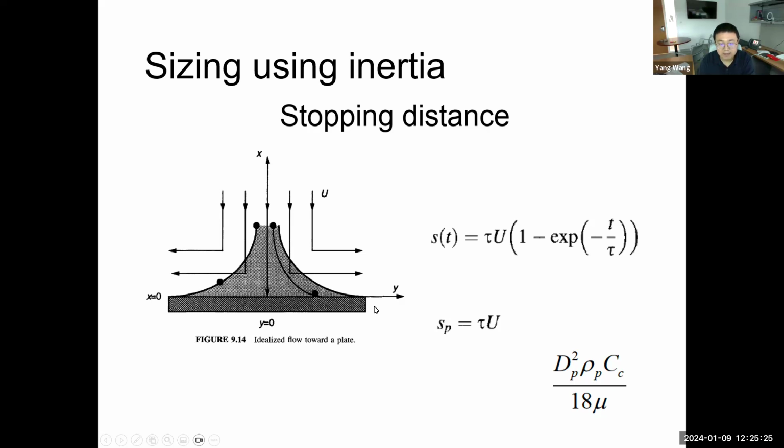So you can see that an impactor can act as a size cutter to cut off the particles with larger aerodynamic sizes. And further, you can see the stopping distance is the relaxation time multiplied by the initial fluid velocity, or initial particle velocity. And further, the relaxation time is a function of the particle size and density, which is related to particle mass. So because of that, the heavier particles, or the larger particles, will have a longer stopping distance and they will get captured by the impactor.